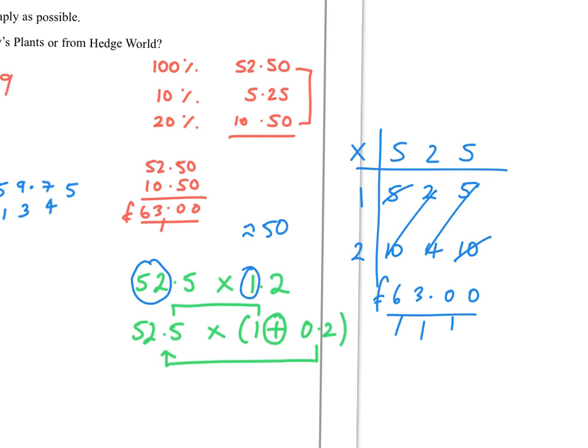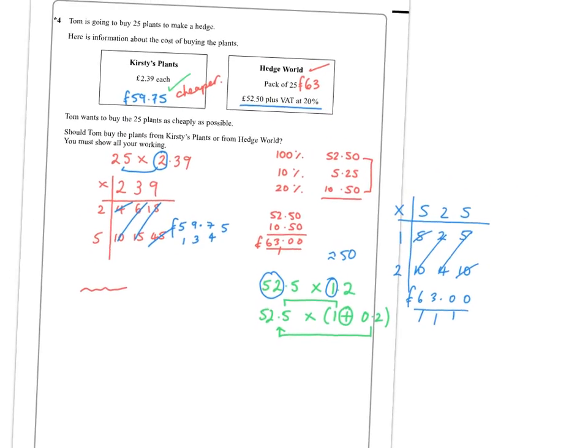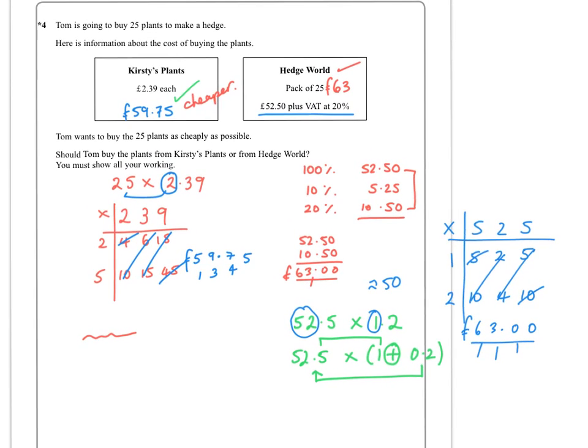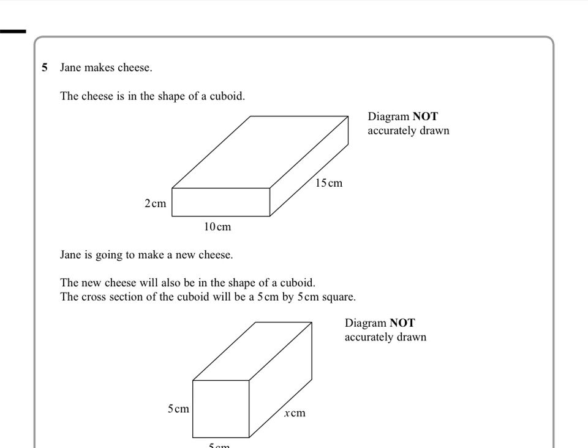So that's not too bad a question, just make sure you've got a good multiplication method at hand and understand about working out 20%. So let's have a look at the next one. The thing to do in this question is to work out the volume of the first type of cheese, so this one.